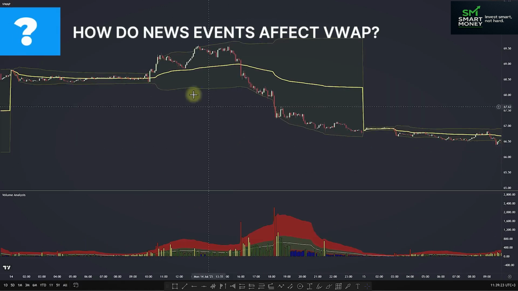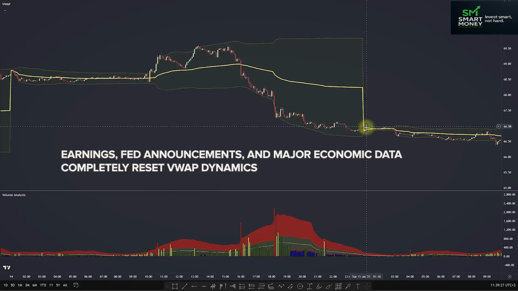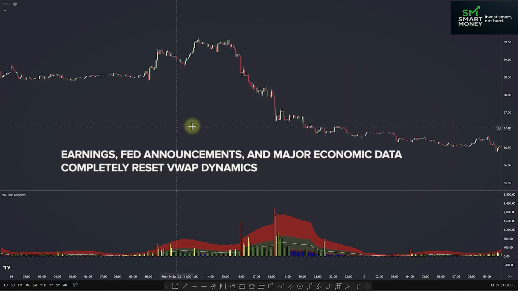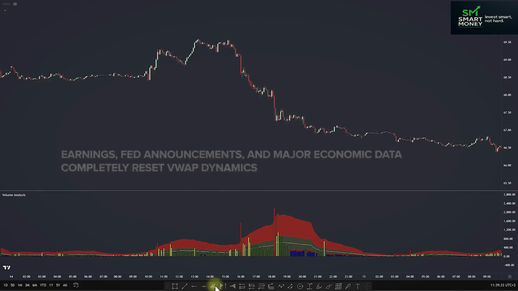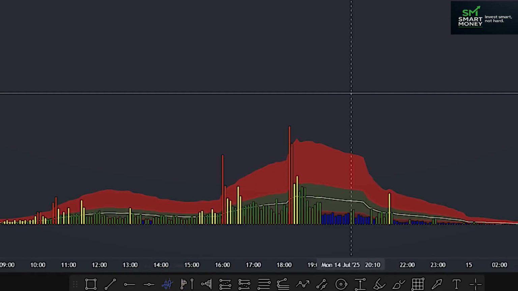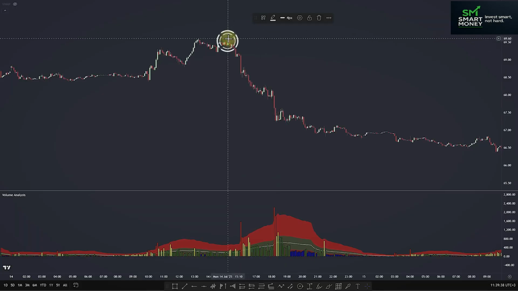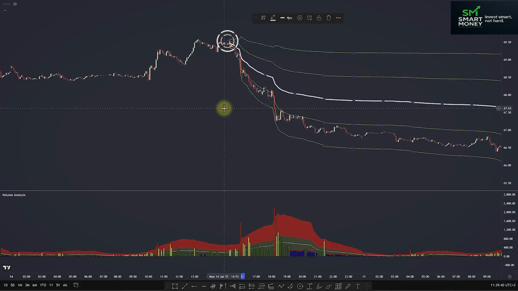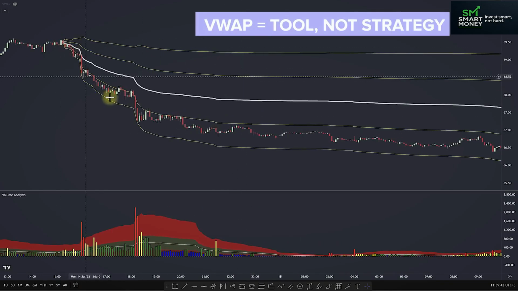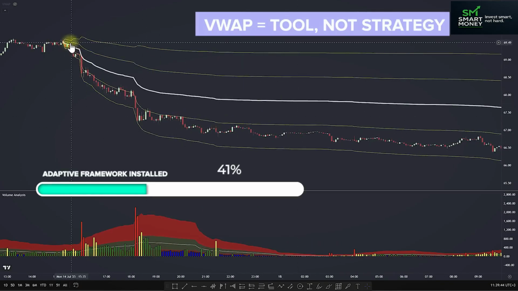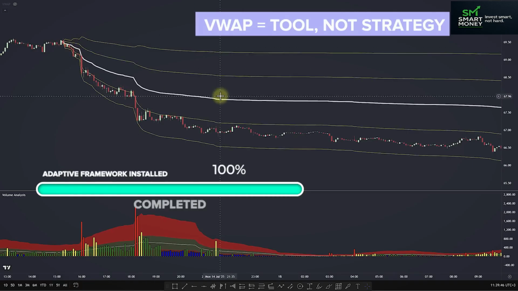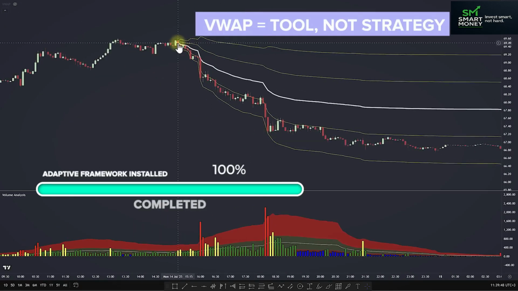News events create the most interesting VWAP behavior. Earnings, Fed announcements, and major economic data can completely reset VWAP dynamics. The pre-news VWAP becomes irrelevant. You need new anchor points. The key insight is this: VWAP is a tool, not a strategy. You must adapt how you use it based on current market conditions.